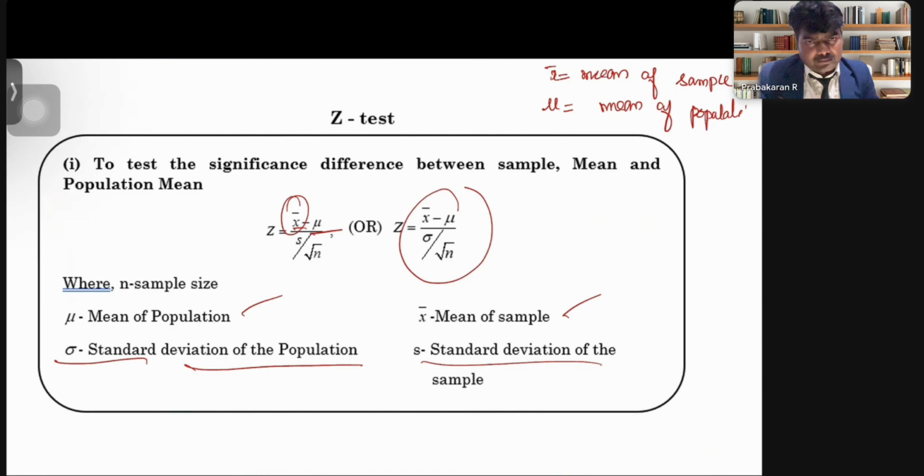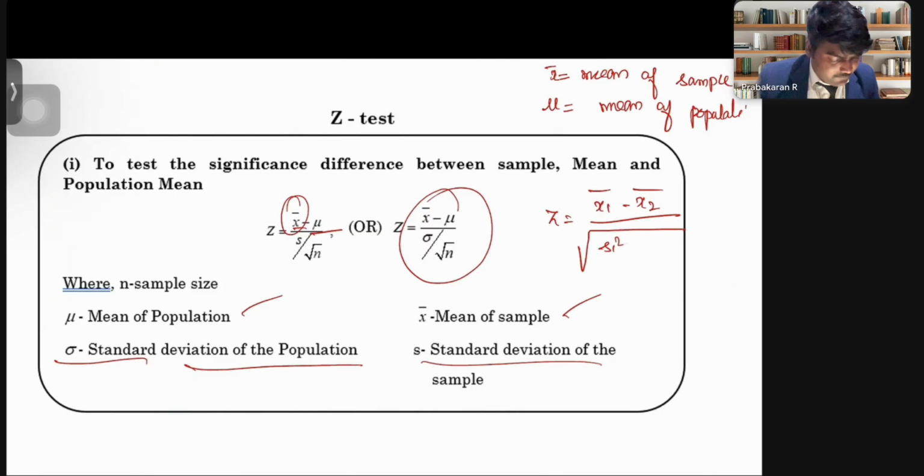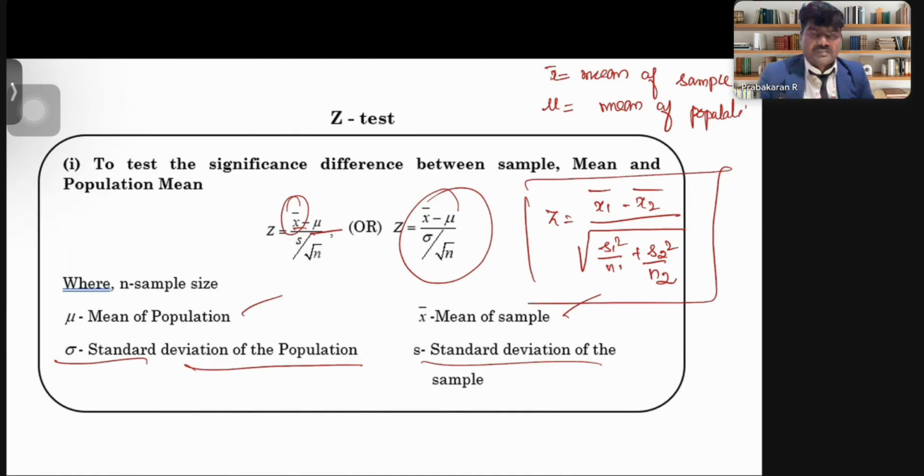The next thing is, we are going to compare the two sample means. For that, the formula is, I'll give it here itself so that you can get a better understanding of how you can perceive the formulas in a different way. If you are comparing two sample means, it is x1 bar minus x2 bar divided by the square root of s1 square by n1 plus s2 square by n2. This is the formula for comparing two sample means.